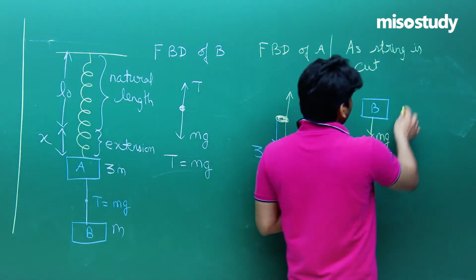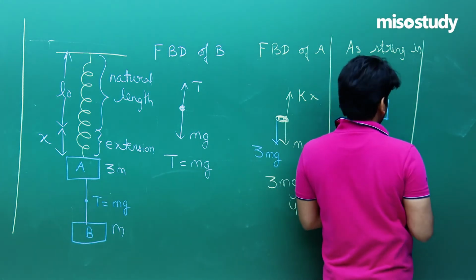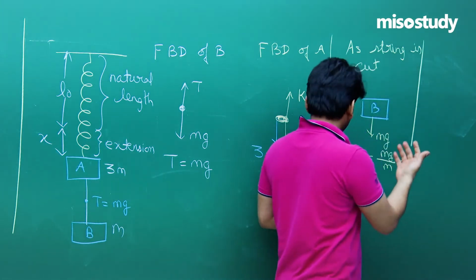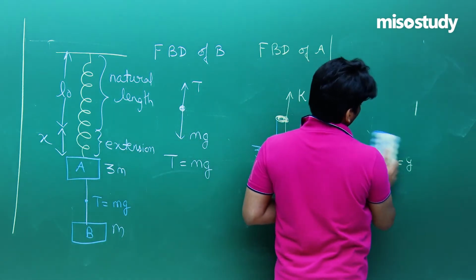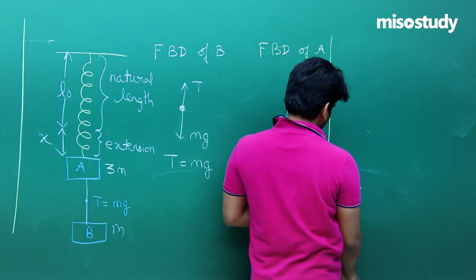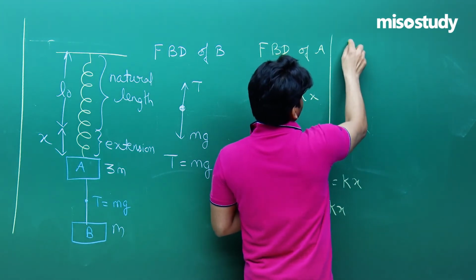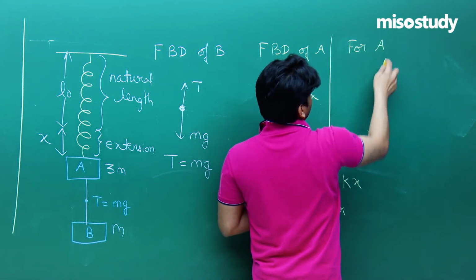Next, for A, since we got the value for B, let me rub the board. This part we do not require. B I have marked out: it is g coming downwards. For A, the string is cut.